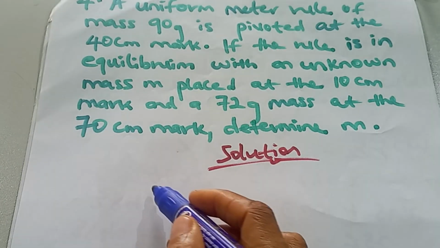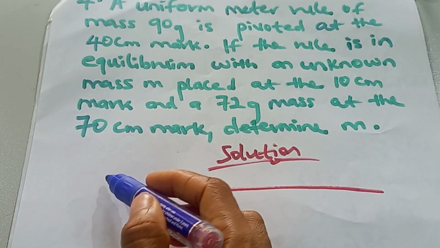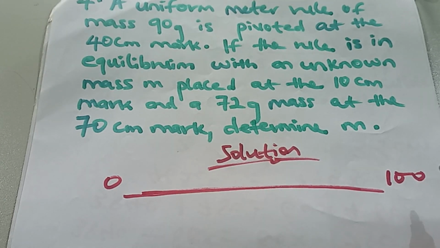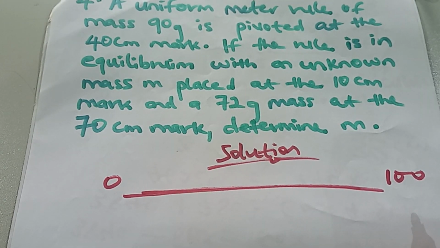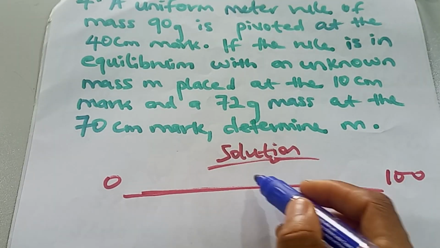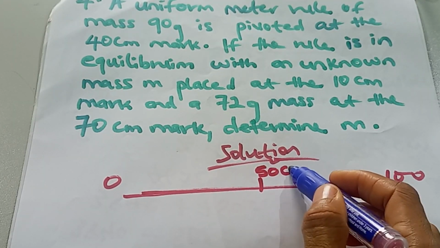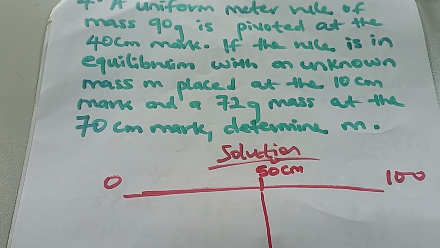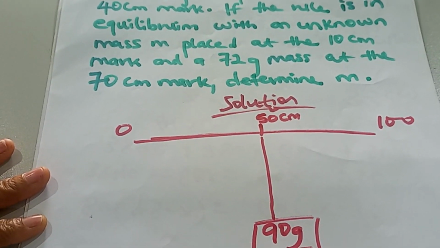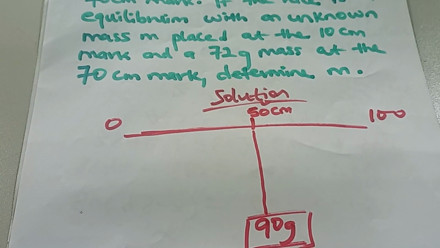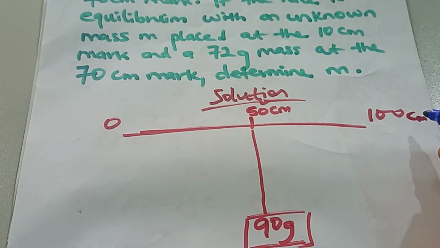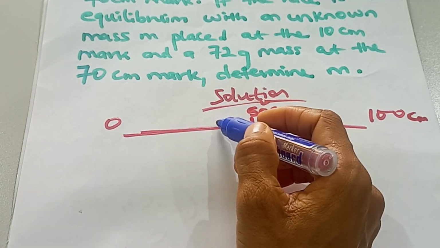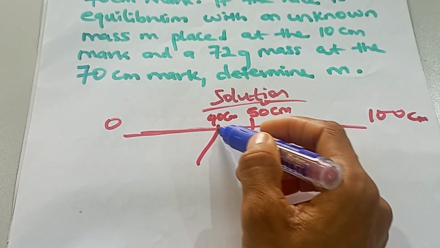Let's draw our diagram. Remember, it's a uniform meter rule again, so we are taking from 0 to 100. The mass of the uniform meter rule is 90 grams. Let's look for 50. The center is where the weight is. So we are putting 90 at 50 because that is the mass of this ruler at the center that will keep it in equilibrium. Okay, so let's keep drawing the diagram. Now it's pivoted at the 40 cm. Let's locate 40 cm and put our pivot.